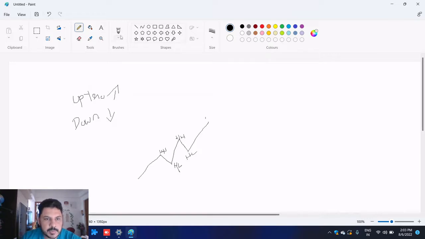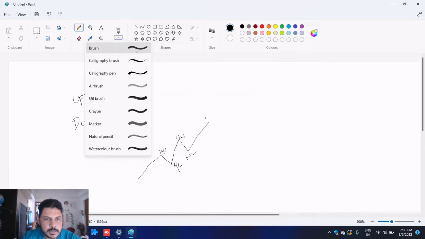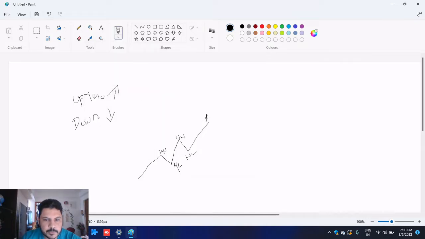We use another pen brush. So this is a higher high and again a higher low. Whenever you draw a trend line, you're always drawing it like this. You're connecting the higher lows and you're connecting the higher highs. So this is what is called a trend. So the market is in an uptrend. This is how you identify that it is an uptrend or a downtrend.